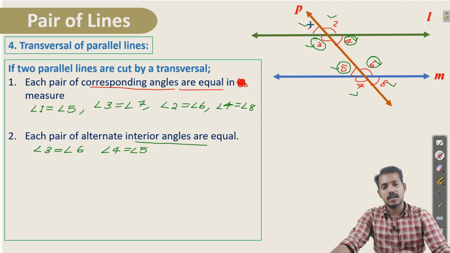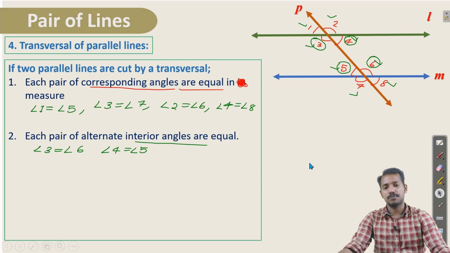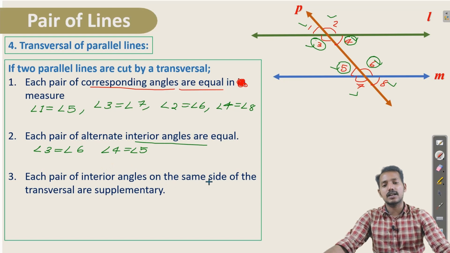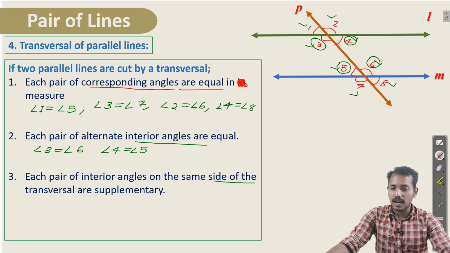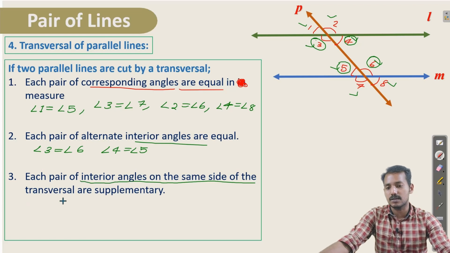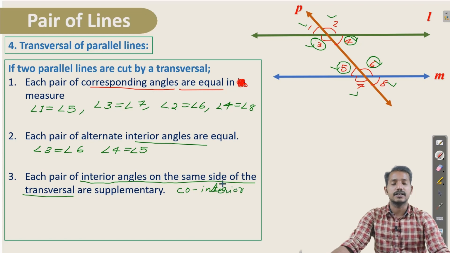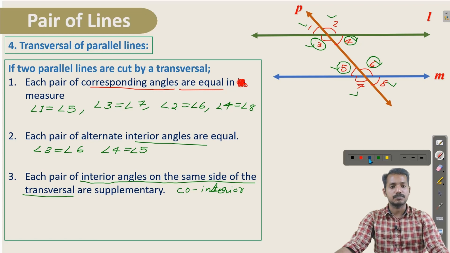The same property we can also state in case of alternate exterior angles, but we are not going to discuss that one. Okay? Next one is each pair of interior angles on the same side of transversal are supplementary. Another name of interior angles on the same side of transversal is co-interior angles. They are supplementary. That is the third property and is very, very important.